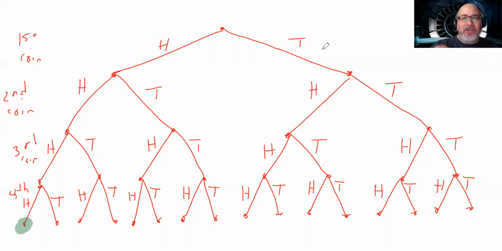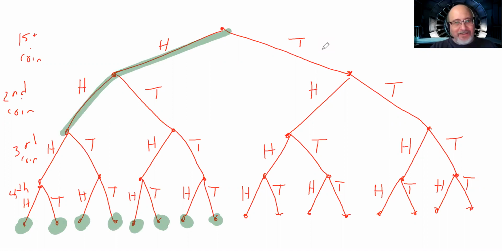Does this branch have at least 2 heads? Yeah, it's got 4. Keep it. In fact, every one of these has at least 2 heads. How do you know? Because every one of these starts H. Oh, I take that back. Every one of those 4 has at least 2 heads because they all start out HH.